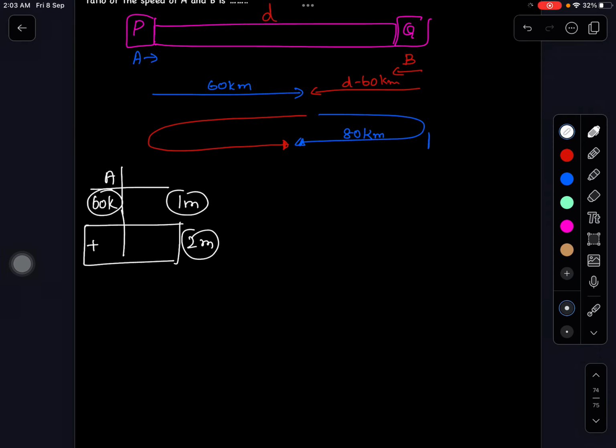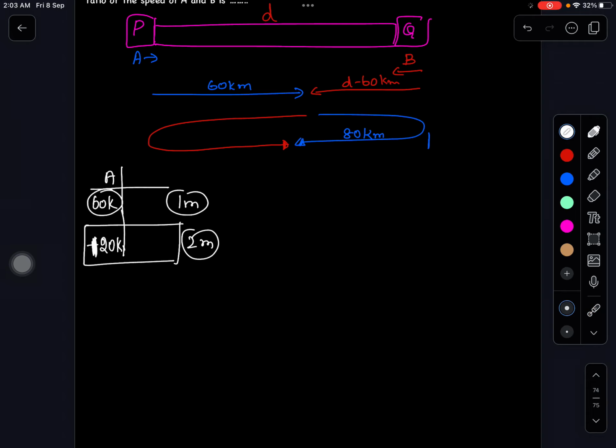Similarly here also, for the first meet A covered 60 kilometers, and for the second meet to happen, A would have covered 120 kilometers. It would be 120 kilometers, right? So A has covered 120 kilometers, but we know one piece of information: this distance is 80 kilometers. So what it means is, this must be 40, only then 40 plus 80 should be equal to 120.